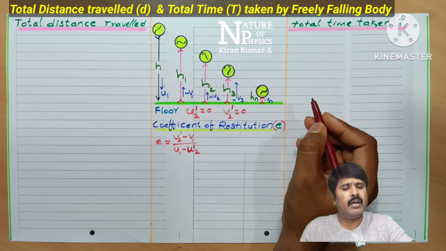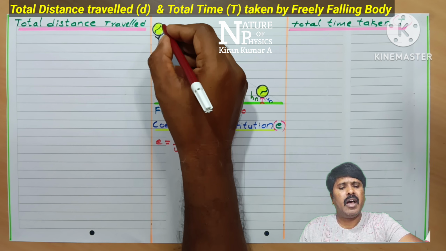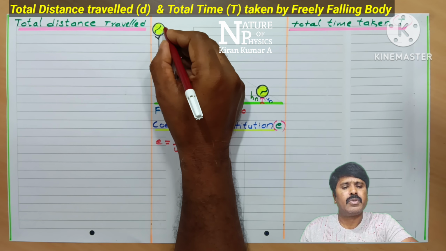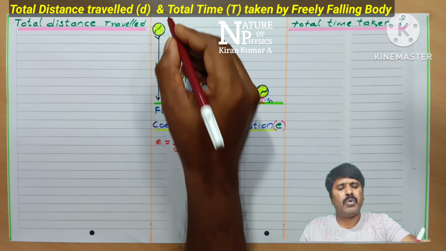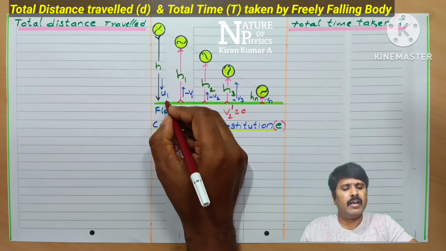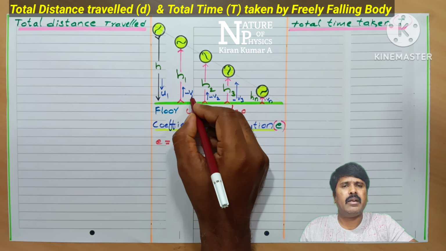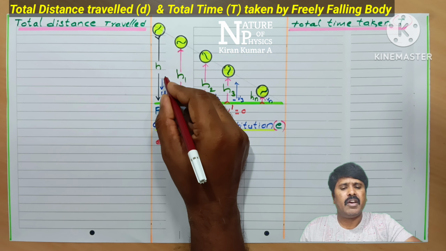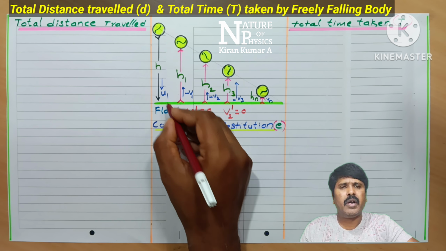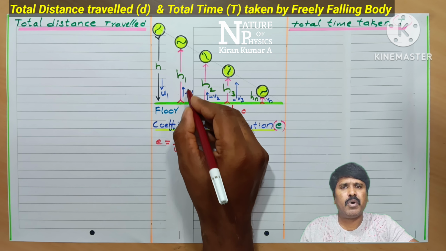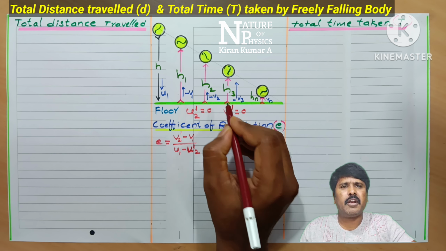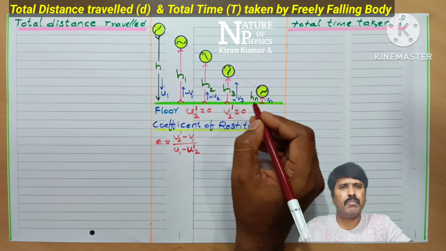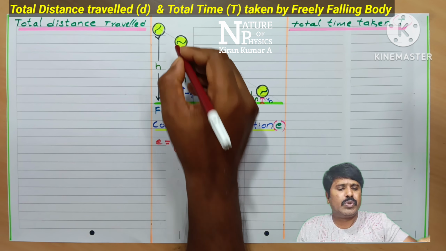See here, the initial velocity of the body is 0, so the potential energy converts into kinetic energy. After the collision the body moves in the upward direction, so the negative sign is considered. Initially the ball of mass m1 moves downward, and after the collision upward; the negative sign represents the opposite direction of motion of the ball.